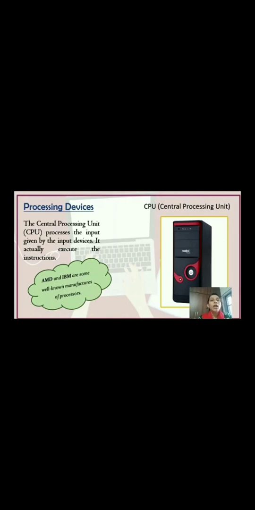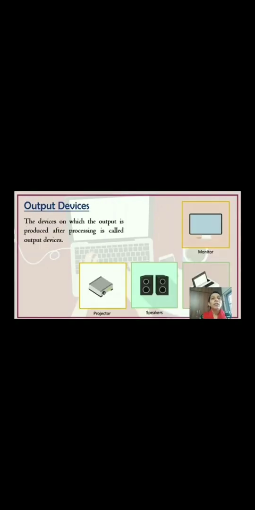Now what are output devices? The devices on which the output is produced after processing are called output devices. For example, monitor, projector, speaker, printer are output devices. You know about monitor. Whatever you are typing through the keyboard or whatever you are doing with the use of the mouse, you can see on the monitor.